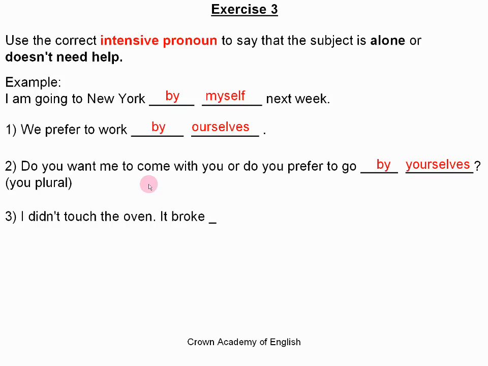Question 3. The answer is, I didn't touch the oven, it broke by itself. So here we are referring to a machine, to an oven. So this is neuter. It is an object. So it is it. So it's the third person singular neuter, by itself. So this means that the oven, it broke without any human intervention. Okay? It broke without us touching it.